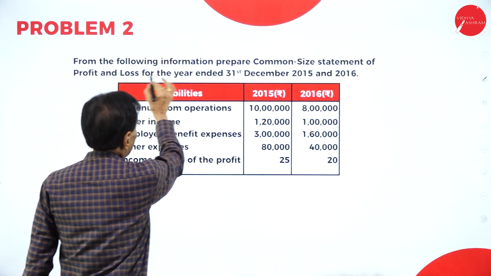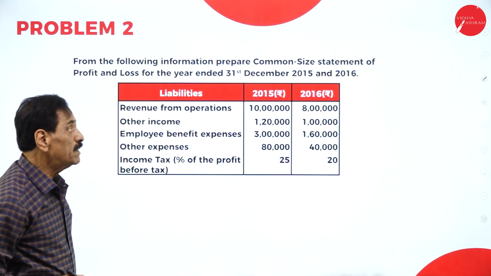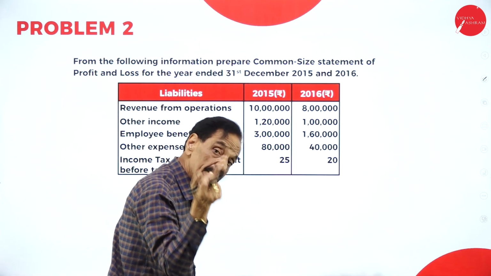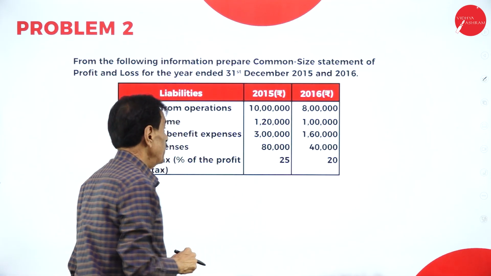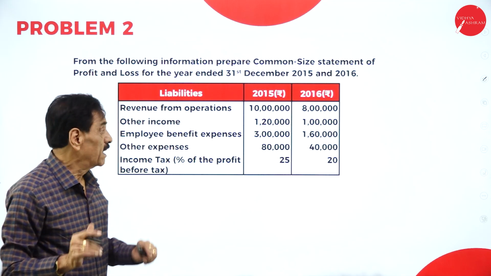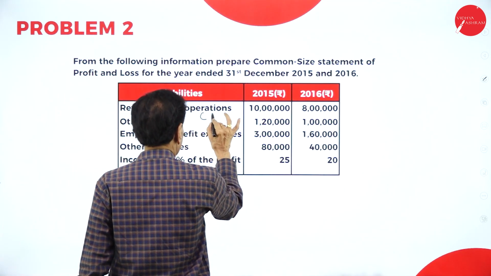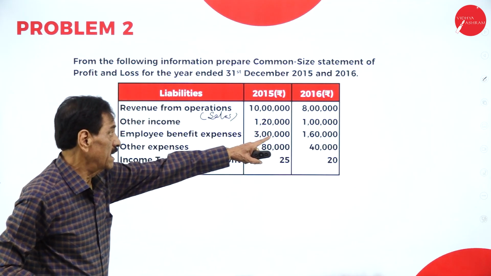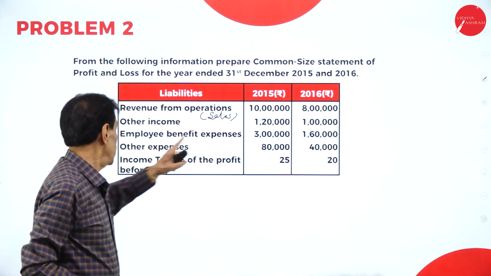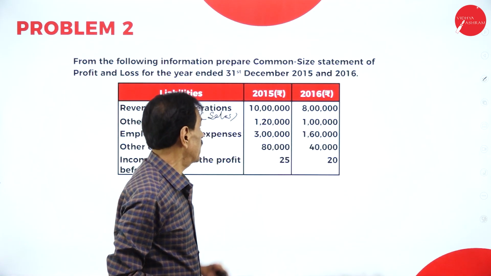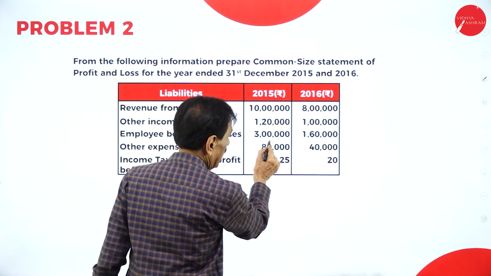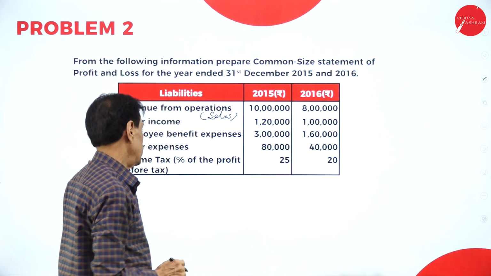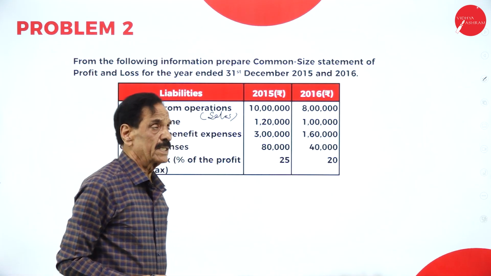Come back here. From the following information, prepare common size statement of profit and loss for the year ending. Common size statement refers to profit and loss account. Revenue from operations is nothing but sales. 10 lakh, 8 lakh, it has decreased. Other income 1 lakh 20,000, 1 lakh. Then employees benefit 3 lakh, 1 lakh 60,000. Other expenses 80,000, 40,000. Income tax percentage of profit before tax 25%, 20%.